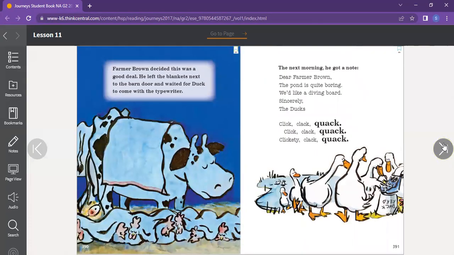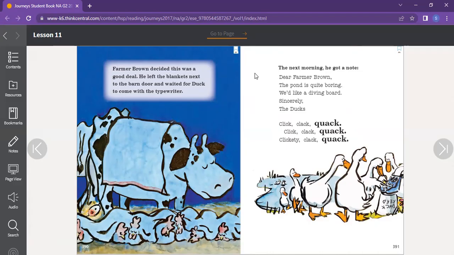Farmer Brown decided this was a good deal. He left the blankets next to the barn door and waited for the duck to come with the typewriter. And they finally took the blankets. But the ducks made something so funny, which is they took the typewriter and they decided to ask Mr. Brown to do something for them.